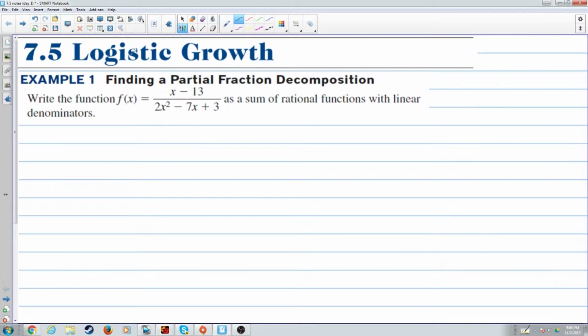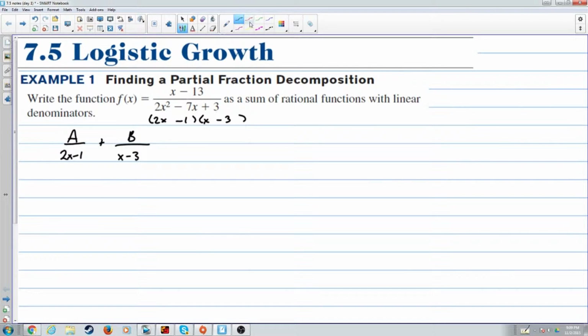7.5 Logistic Growth. Example 1. Find a partial fraction decomposition. Write a function f of x equals this as a sum of rational functions with linear denominators. We want this fraction to equal a over, let's factor this, 2x and x, and we have minus 3 and minus 1. So we want this fraction to be something over 2x minus 1 plus something over x minus 3.